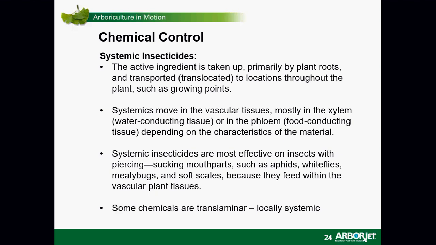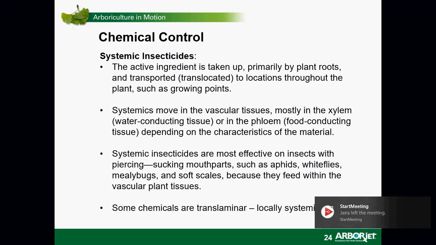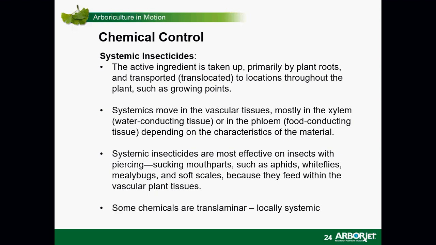Instead of contact poisons or insecticides, you may want to consider systemic insecticides. A systemic insecticide is one that is water soluble and is actively taken up by plants or trees and transported within the plant to different target areas that might be infested with scale. Most systemics move within the vascular tissue. Most are found or transported within the xylem tissue, the water conductive tissue. Some can move within the phloem tissue, but there's only a few active ingredients that are capable of doing that, such as emamectin benzoate.